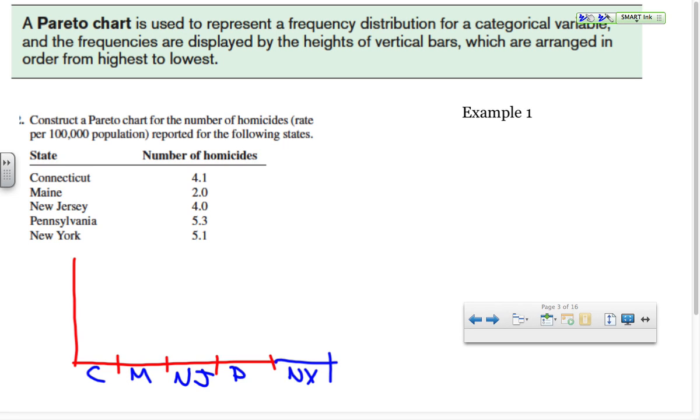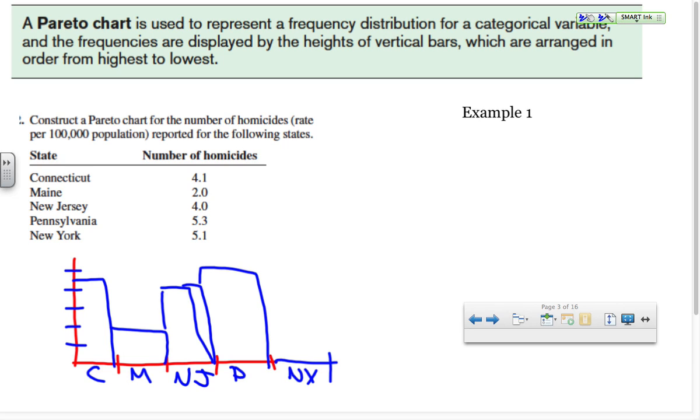These numbers are fairly small, so I'm going to do these by 1, 2, 3, 4, 5. Connecticut has 4.1 homicides, so it's going to go something like that. Probably should have been just a little bit lower. Maine has very few homicides. It's going to be 2. New Jersey has 4, just less than Connecticut. Again, if you have graph paper, it'd be easier to figure these out. Pennsylvania, 5.3, so we're going to go up above the 5 and over. And New York, 5.1, just under Pennsylvania.